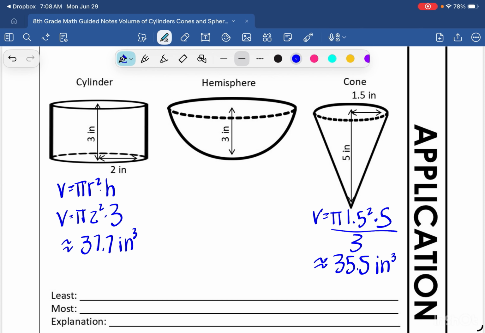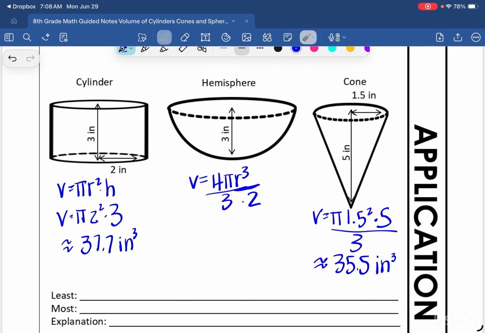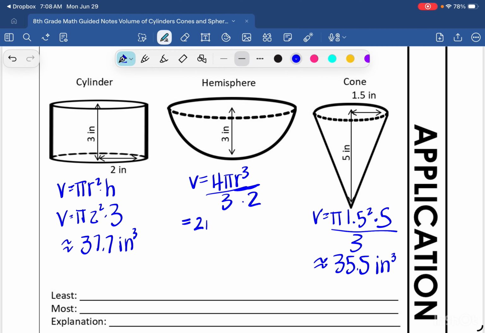This is a hemisphere, not a sphere, but the formula for the volume of a sphere is 4 times pi times the radius cubed divided by 3. Now, since it's a hemisphere, I'm going to also divide that by 2. If I reduce this, 4 divided by 2 gives me 2. So the formula for the volume of the hemisphere is going to be 2 pi r cubed divided by 3. Substituting my numbers into that, it's going to be 2 times pi times 3 cubed divided by 3, and that is approximately 56.5 inches cubed.